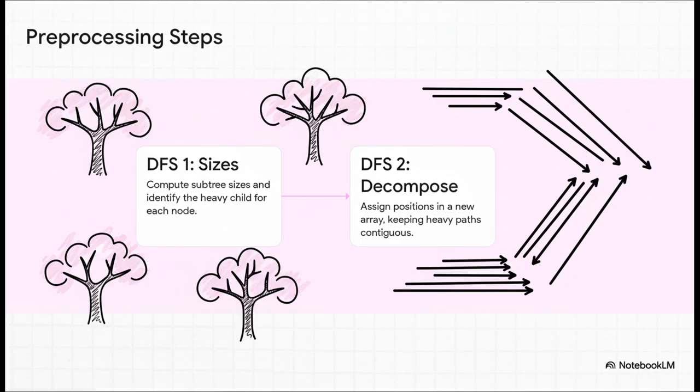We traverse the tree again, but this time, we prioritize going down heavy edges. As we do, we assign new positions to the nodes in a brand new array, making sure nodes on the same heavy path get consecutive spots.